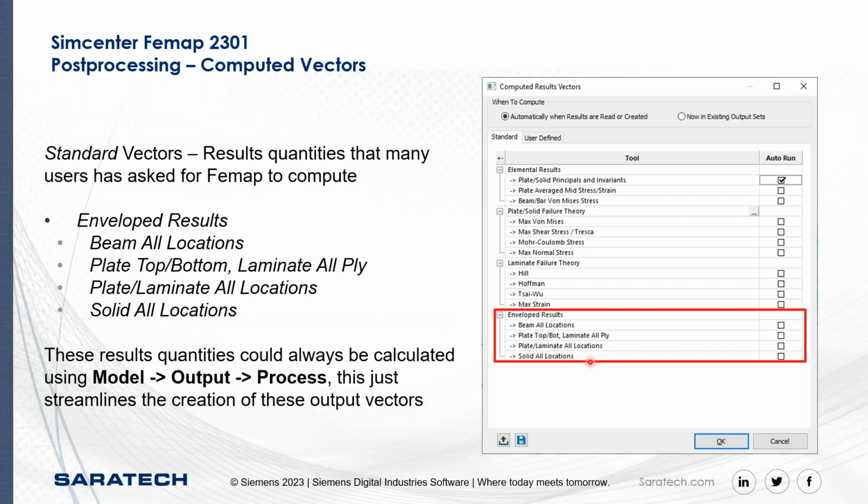The final one here is the envelope results. If you wanted to take a look at all of the beams, all of the plates, all the laminate locations, or all the solid elements, you can group these all together and view those graphically now with the enveloped results options on the computed vectors.